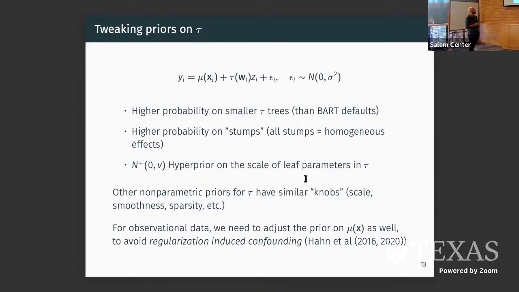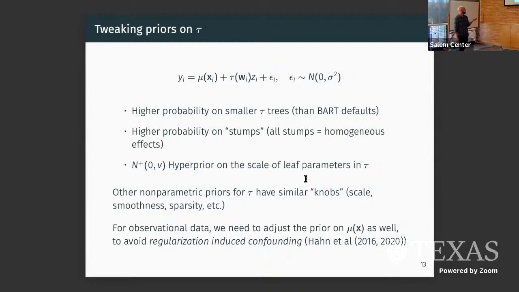So one of the tweaks we make to the default BART prior is that we put higher probability on smaller tau trees, right? In particular, we increase the probability that a tree does not split at all. So if none of those trees in tau ever split, then we're back to a case where we just have homogeneous treatment effects. That function tau is just flat, okay? If every tree only splits one time, then we have an additive model, and we only have two-way interactions with the treatment, right? So those are reasonable things to shrink backwards, and we control that by putting higher probability on smaller trees in that ensemble.